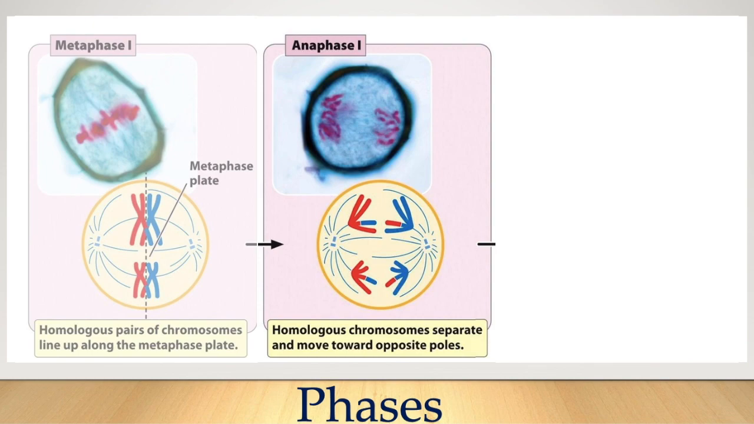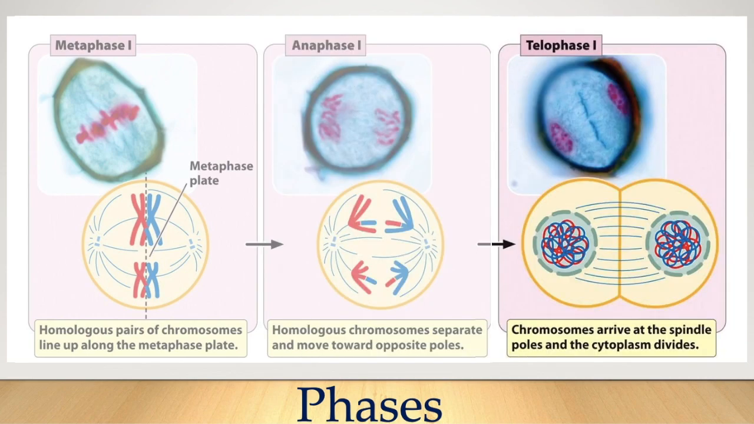And then comes anaphase 1. This is marked by the separation of the homologous chromosomes. The 2 chromosomes of a homologous pair are pulled toward the opposite poles. Yeah, and although the homologous chromosomes separate, the sister chromatids remain attached and will travel together. That is so neat. Then comes telophase 1, where the chromosomes arrive at the spindle poles and the cytoplasm divides.